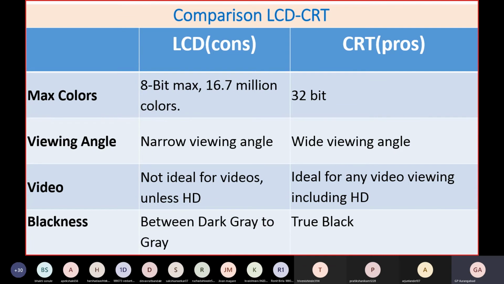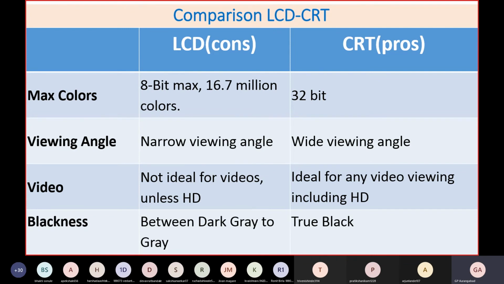Then viewing angle. CRT has got a wide viewing angle, and LCD has got a narrow viewing angle. That means on CRT you can see from any side, and you will be able to see a good picture. But LCD has a narrow viewing angle, but LED has overcome that particular problem. LED has got a much better, wider viewing angle compared with the LCD.